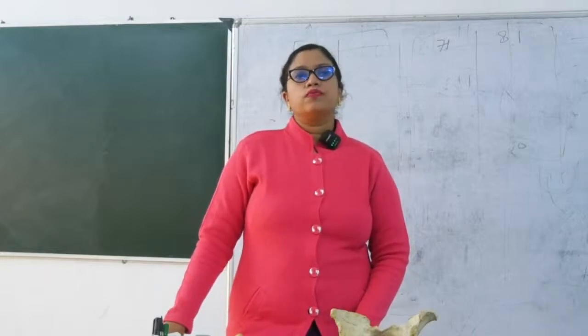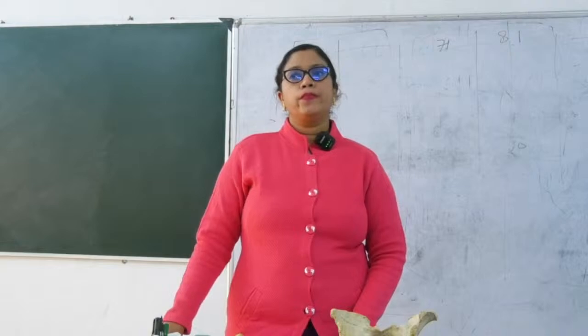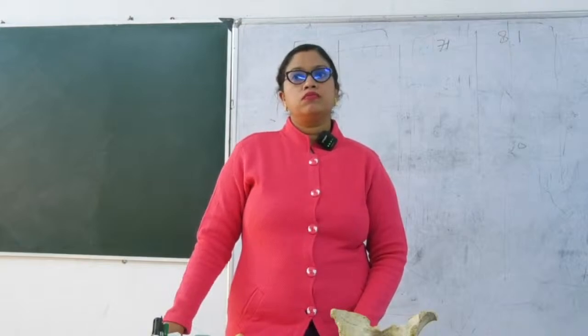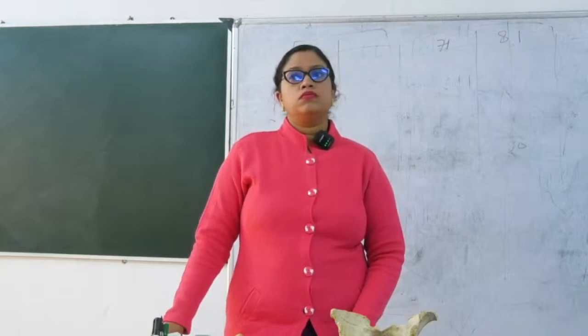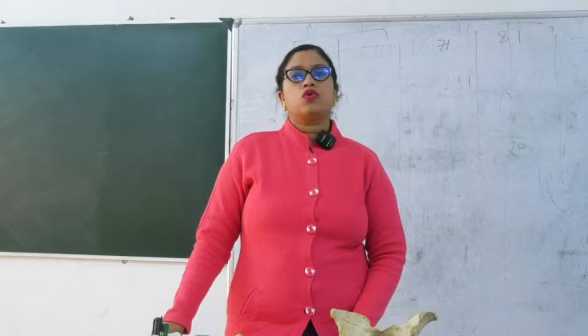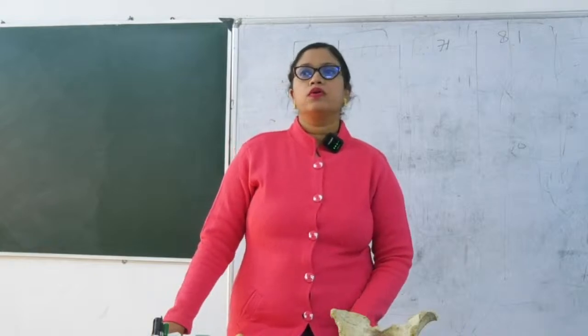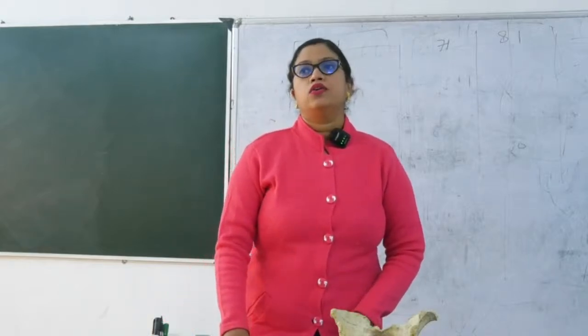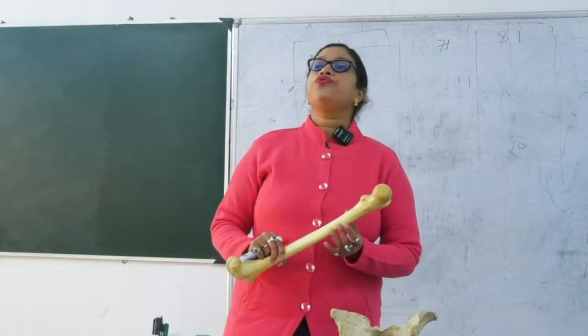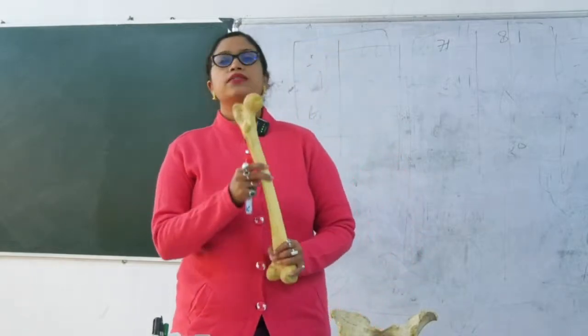From which to which? Lumbar vertebra. How many lumbar vertebrae are there? So 2, 3, 4, 5. Okay, so there is psoas major.